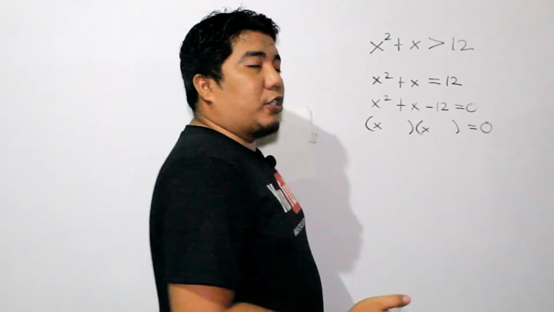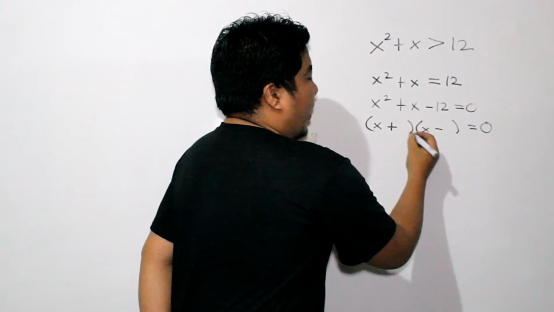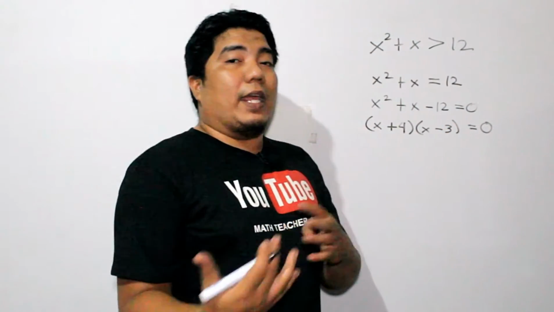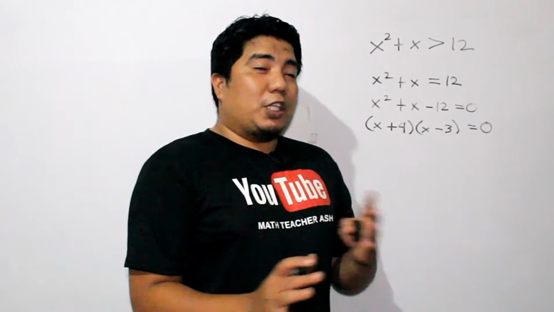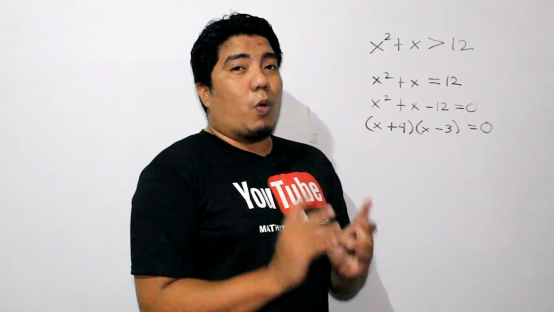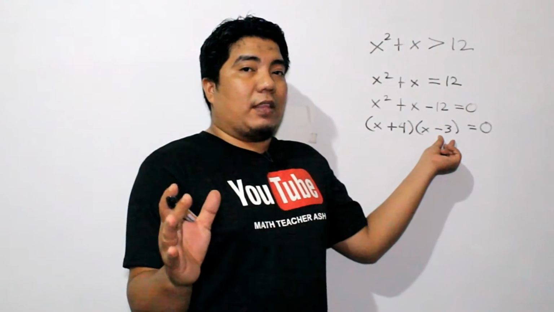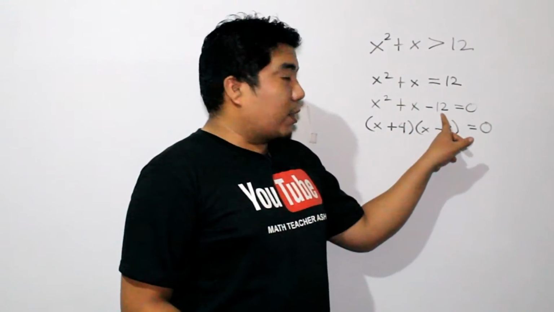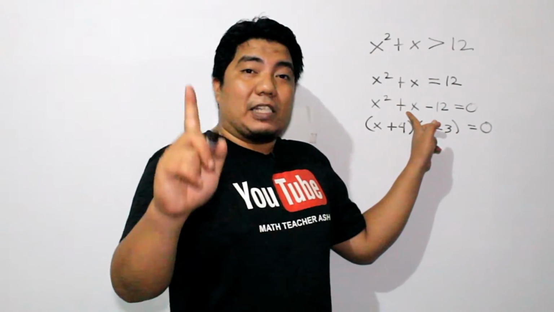So, what are the factors of negative 12? That is positive and negative 4 and 3. So, positive 4 and negative 3. Now, the question is, can I rearrange and put positive 4 here and negative 3 there? Yes, you can do so. But your 4 must be positive and your 3 must be negative in this scenario. Why? Because if you multiply them, that goes negative 12, and if you add them, that goes positive 1.